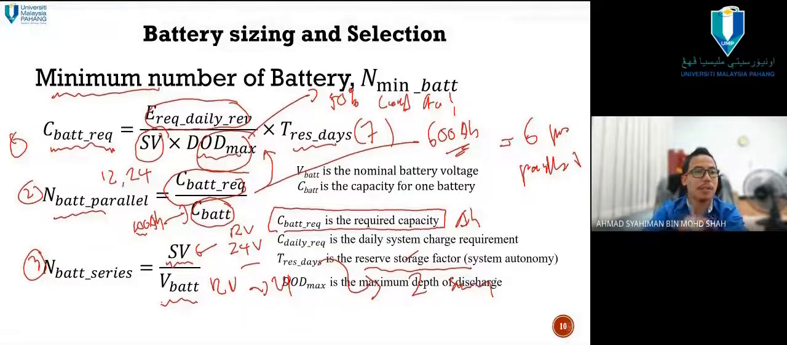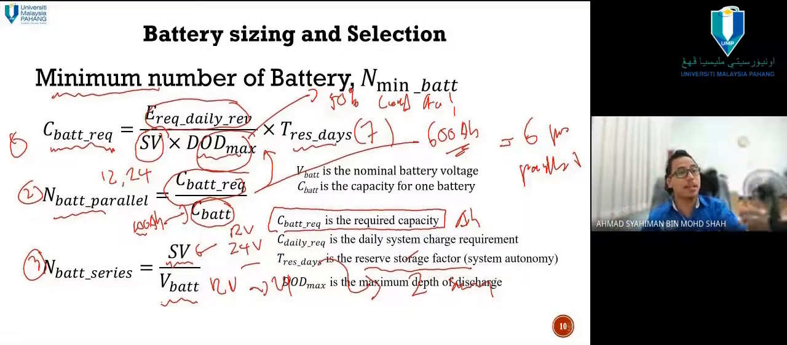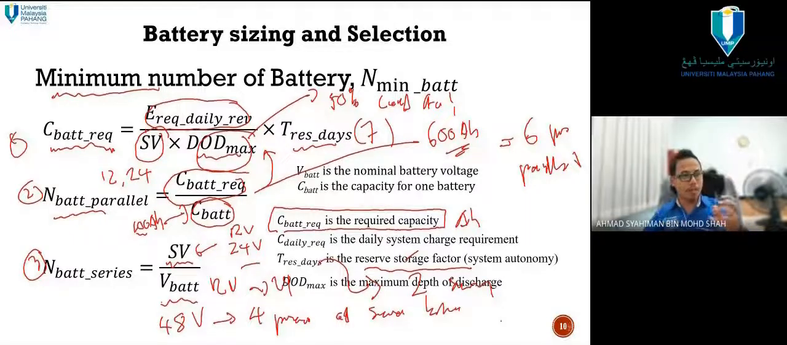This is also a mistake for newbies. Not newbies, for those who don't know anything about this. They just take the small 12 volt battery, then parallel. Okay, we get the capacity. Yes, capacity you get, but you don't get the system voltage. This is even worse for 48 volt. For 48 volt, you are going to need 4 pieces of batteries in series. 4 pieces. You need 4.